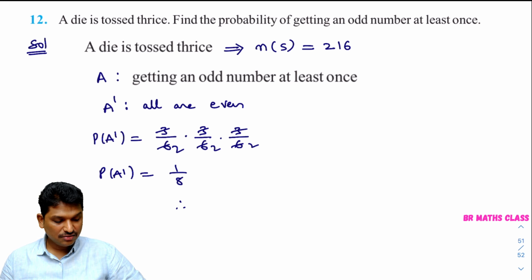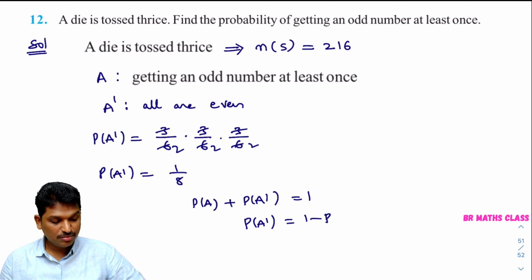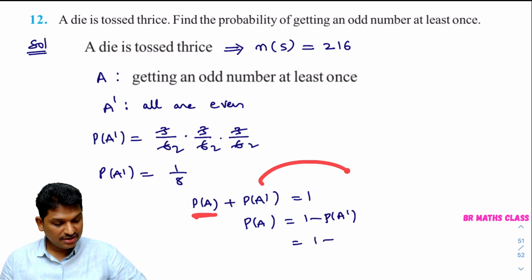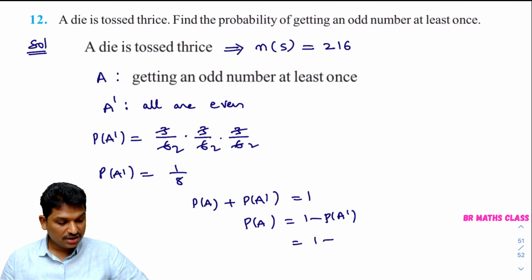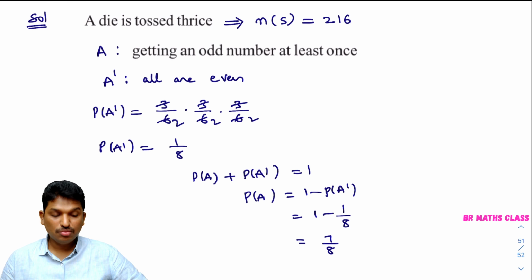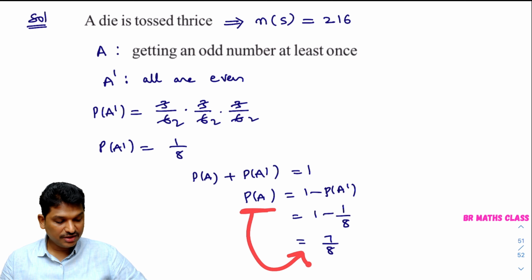We know that probability of A plus probability of A dash equal to 1. What is probability of A from this? Probability of A is 1 minus probability of A dash, because we know probability of A dash here, right? So what you will get: 1 minus 1 by 8, that is nothing but 7 by 8. So probability of A is 7 by 8.